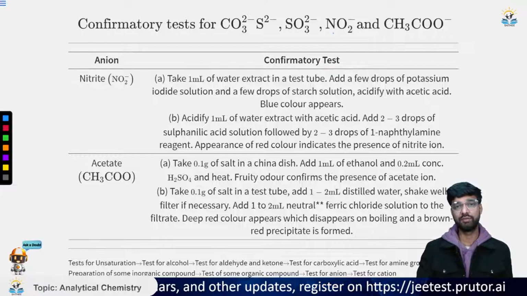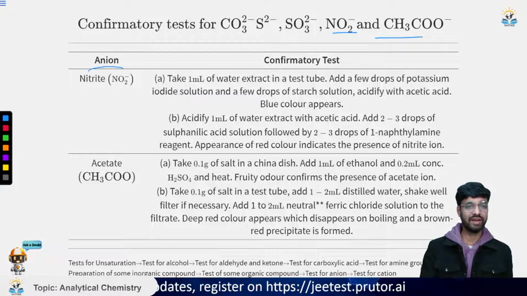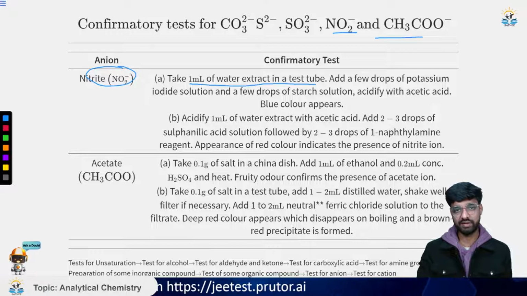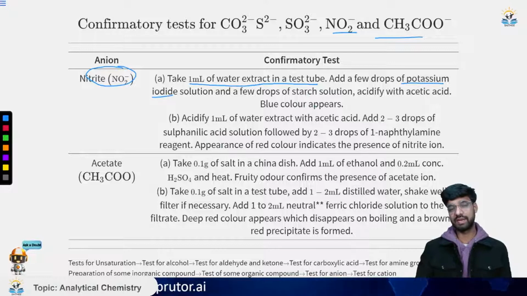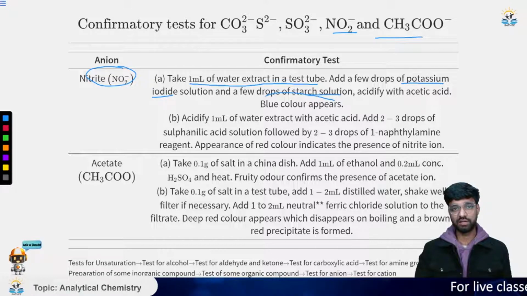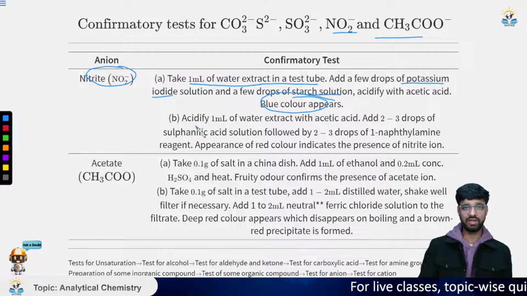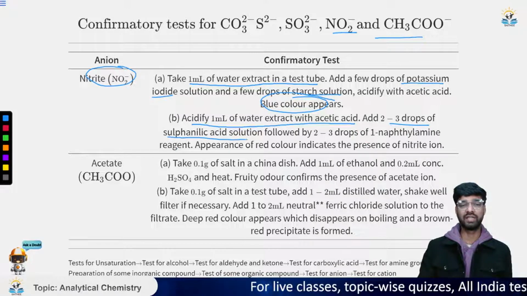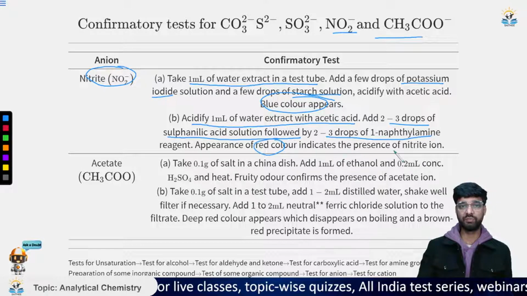Now the remaining ones, that is NO2- and CH3COO-, can be confirmed by these two. For nitrite, we confirm by taking 1 ml of the water extract in a test tube and adding a few drops of potassium iodide, that is KI, and a few drops of starch solution, acidified with acetic acid. We get a blue color solution. Or we can acidify 1 ml of the water extract with acetic acid and add 2-3 drops of sulfanilic acid followed by 2-3 drops of 1-naphthylamine. Then the red color indicates the presence of nitrite ion.